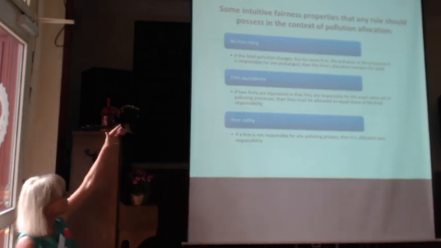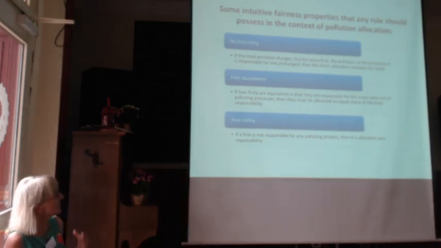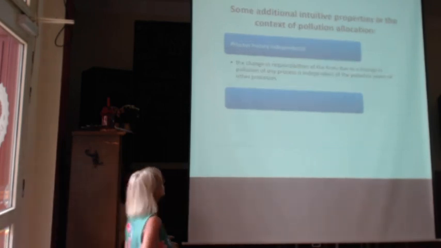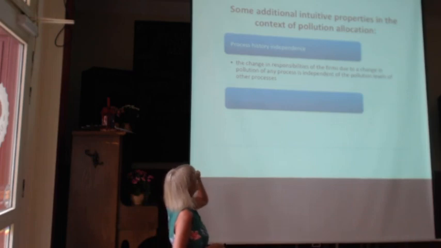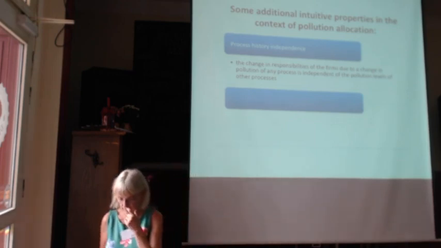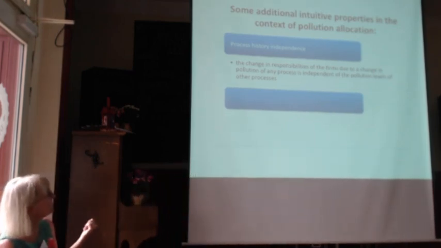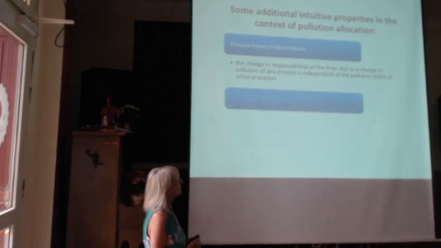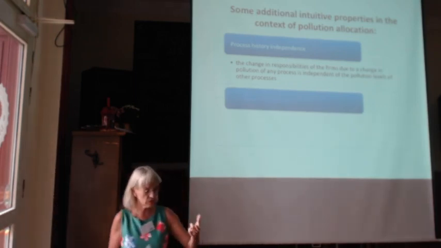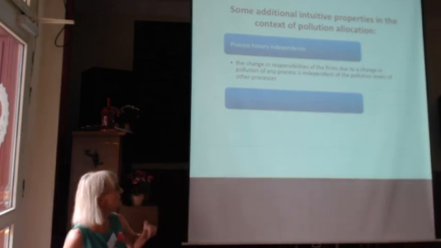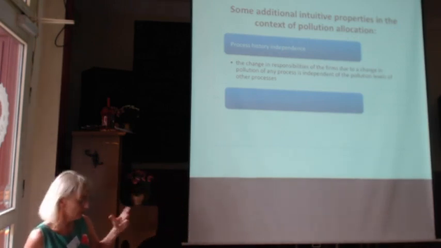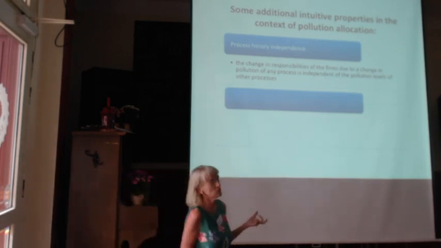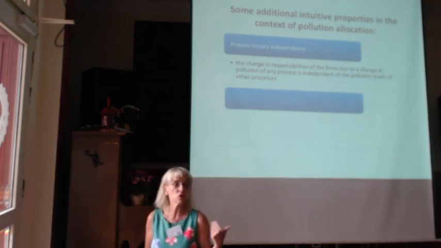So these are just some of the regular fairness properties, but then we were looking at some additional things that should be relevant for pollution allocation. The first one sounds a little bit messy: it's process history independent. What it means is we want that if something changes on one of the arcs, its reflection on the allocation of other firms should not depend on the level of pollution in the other arcs.